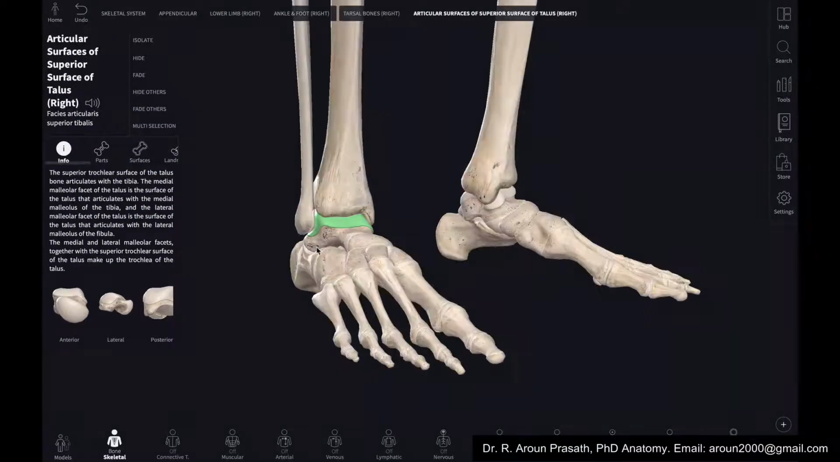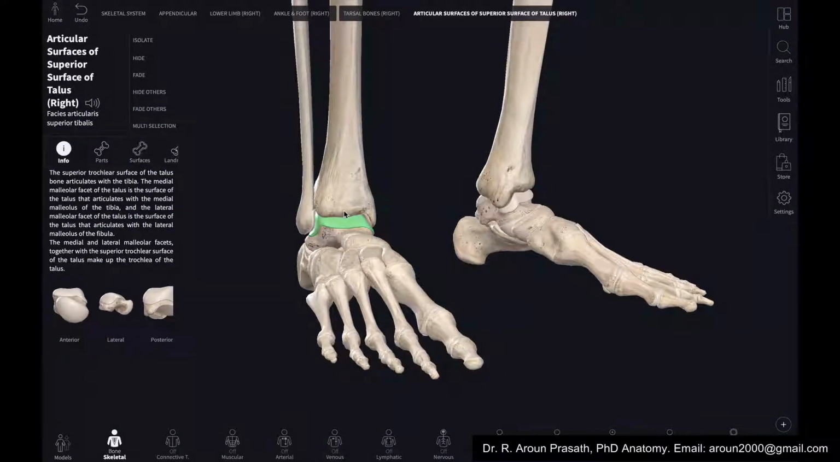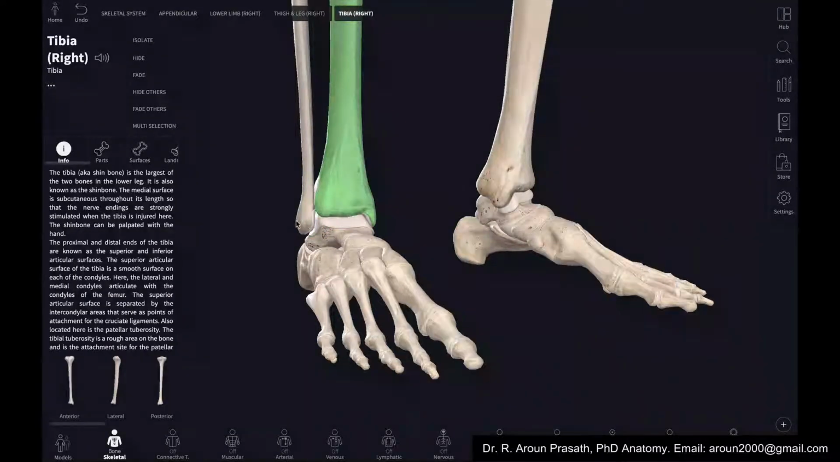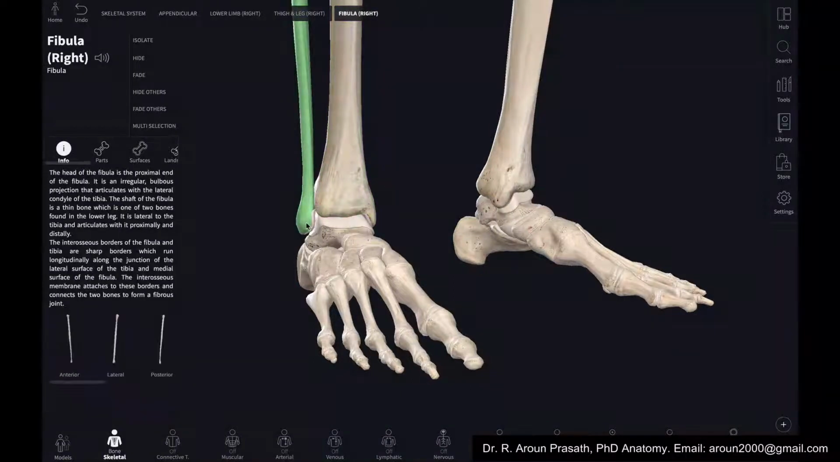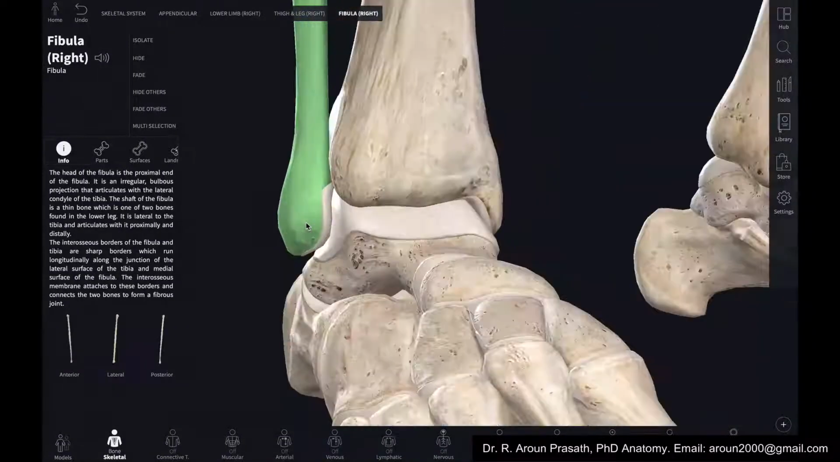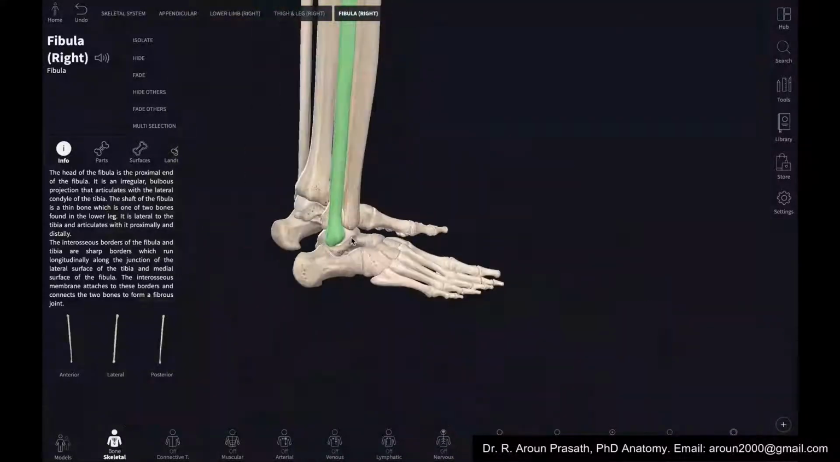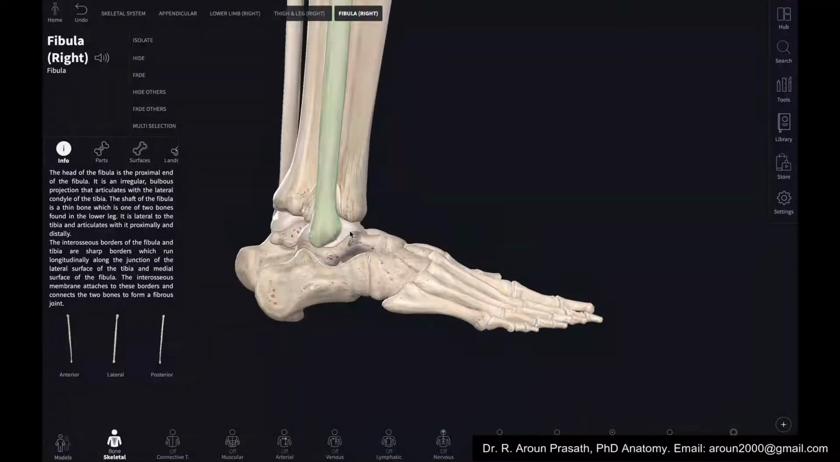So the bones involved in the ankle joint are this talus bone, the inferior aspect of the tibia, and the lateral malleolus of the fibula. Coming to the movements of the ankle joint, you have dorsiflexion and plantar flexion. The range of motion of dorsiflexion is around 20 to 30 degrees, which is done by the extensor digitorum longus and extensor hallucis longus.